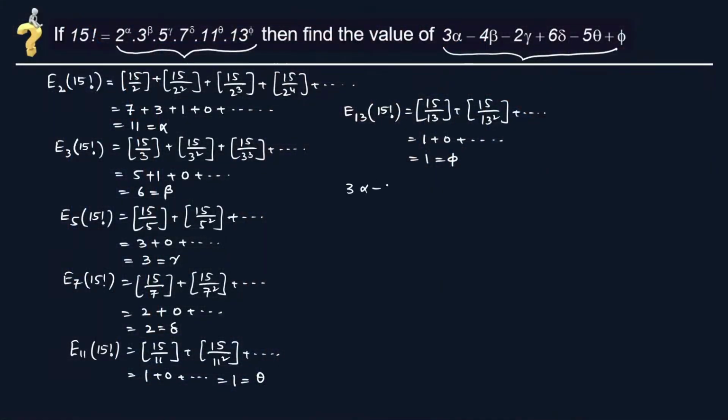We have been asked to find out this value. So we are basically having 3 into alpha, 4 into beta, 6 into, oh, I'm sorry, this is 2. Just 1 second. Minus 2 into gamma. Gamma is how much? Gamma is 3. Then 6 delta. Delta is 2. Theta. Theta is 1. And again phi is 1.